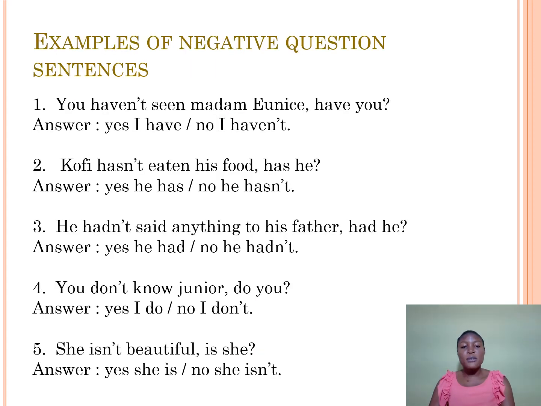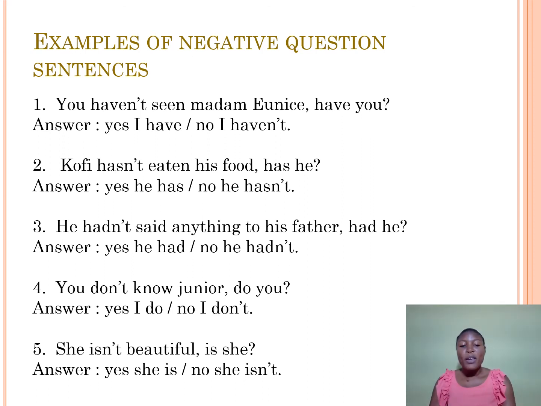Good. Now let's look at examples of negative question sentences. Number 1. You haven't seen Madam Eunice, have you? And the answer is yes, I have, or no, I haven't. Number 2. Kofi hasn't eaten his food, has he? And the answer is yes, he has, or no, he hasn't.